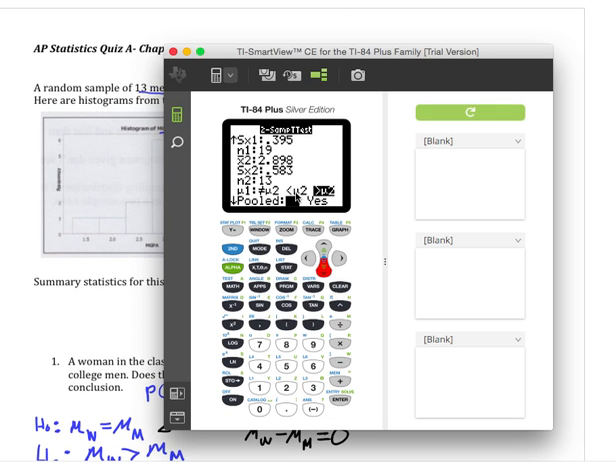And now I need to go down. We did a one tail above test. We're not going to mess with pooled for this kind of thing right now, so we'll talk about that another day. And we'll say calculate, enter.